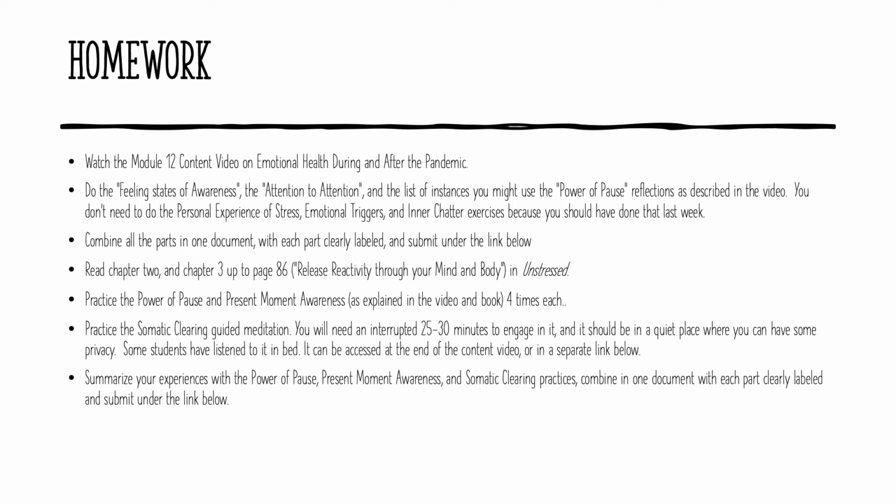So basically, you're submitting 2 things. One has all the exercises that are through the video, the ones that you haven't done yet. So feeling states of awareness, attention to attention, and power of pause. And that's going to be in one document. And then summarizing your experience with the actual stress resilience tools, which are, again, those in-the-moment tools, and then the longer practice. And you'll submit that in one document with each part clearly labeled. So you're just submitting 2 documents, but they have several different pieces in each of them, and you need to clearly label each piece.